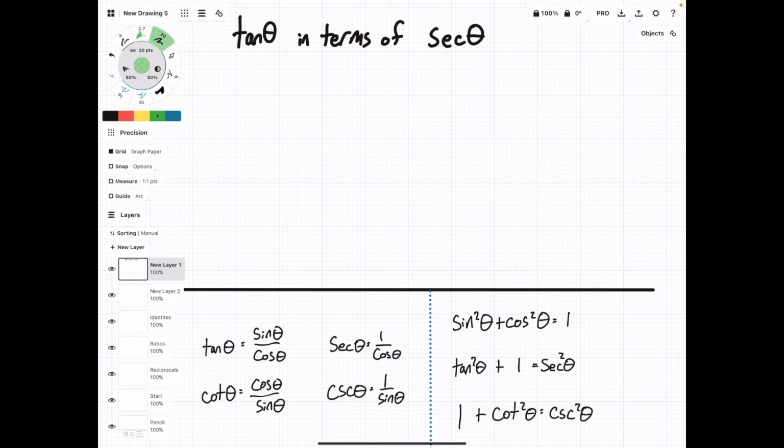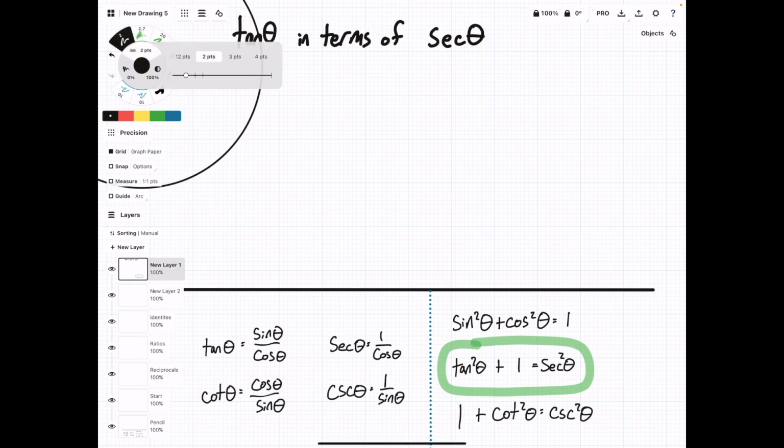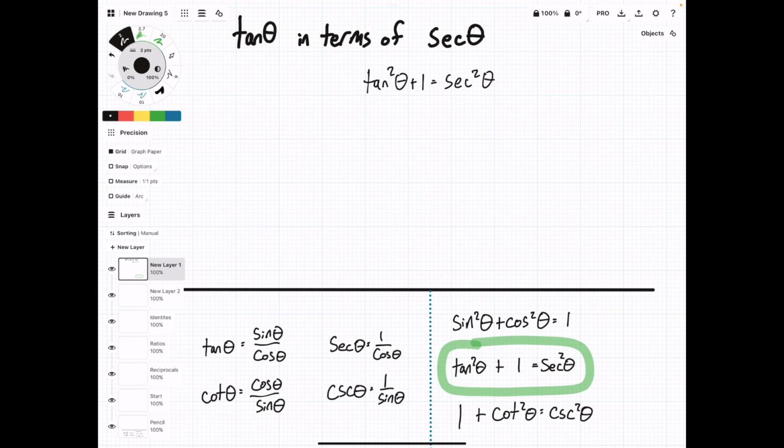To write tangent theta in terms of secant theta, we just need to use this equation here, and we need to solve for tangent. So let's do that here. Tangent squared theta plus 1 is equal to secant squared theta. Then we're going to subtract the 1 from both sides. Tangent squared theta equals secant squared theta minus 1. Take the square root of both sides. Tangent of theta is equal to plus or minus square root of secant squared theta minus 1.